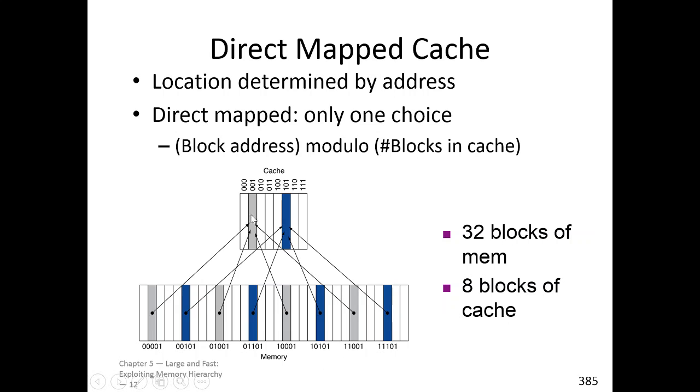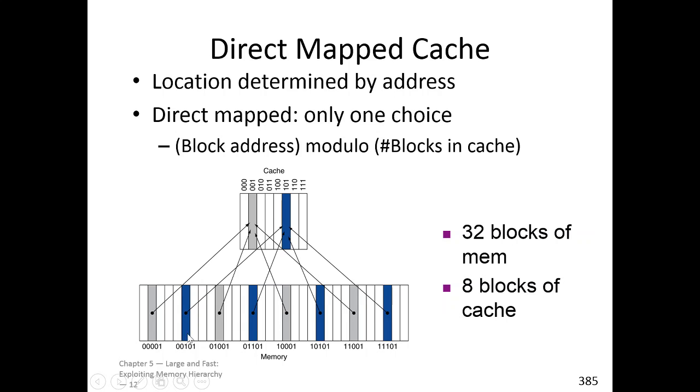Alright? And then we go down to cache. Going down to cache, we have only 8 blocks available. So obviously we can't write everything into cache. So to simplify our referencing scheme, we do this formula right here. We take the block address in main memory, and we take the modulus of it by the number of blocks in cache. So for example, 32 blocks of memory, 8 blocks in cache. So let's do one of these. That's what all these arrows represent.